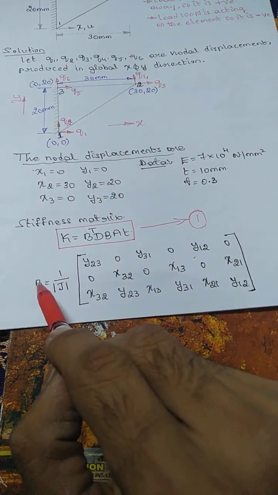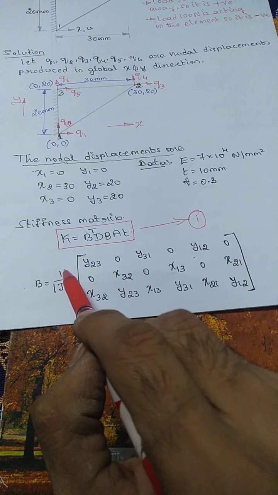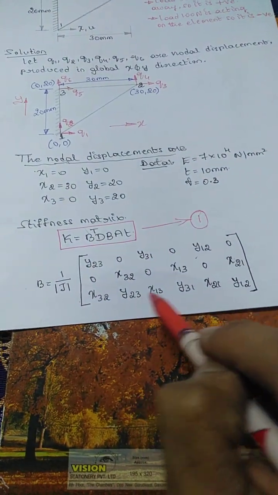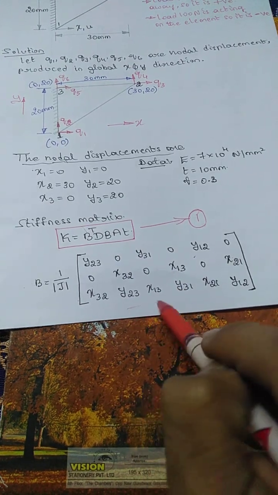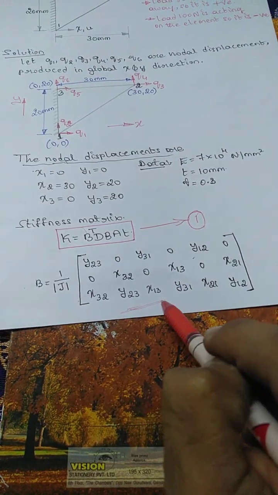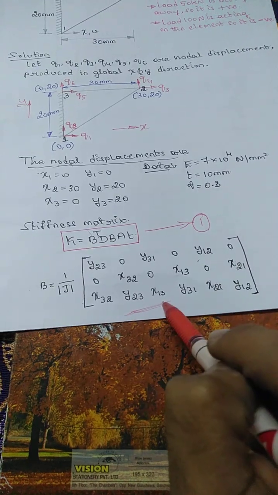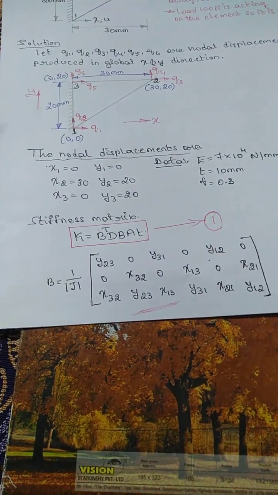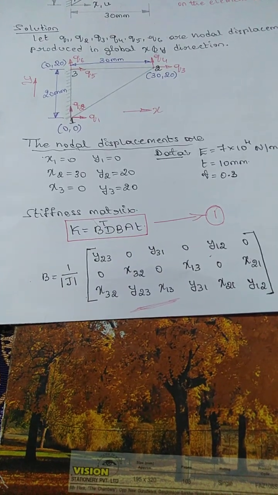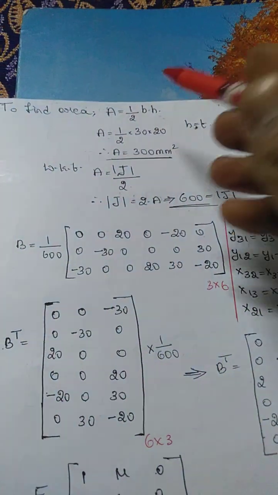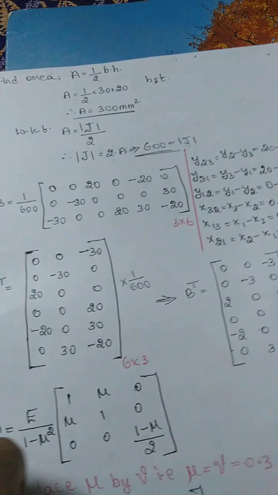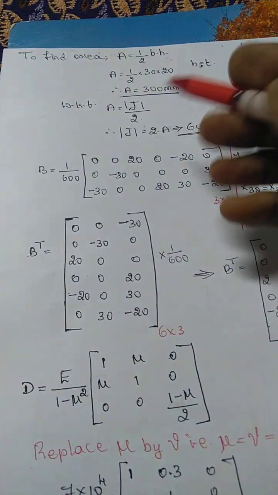The equation for the B matrix is B equal to 1 by J times this matrix. This is the theoretical part. Remember this equation. If they simply ask to calculate the B matrix, then up to here you have to calculate, and that will be for fewer marks. If they ask for further calculation, you have to proceed. To calculate this B matrix, we have to find the J value first, and to find the J value, we need the area.